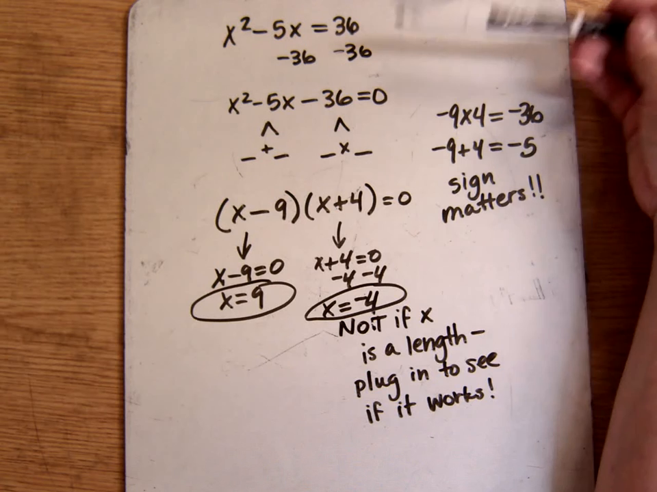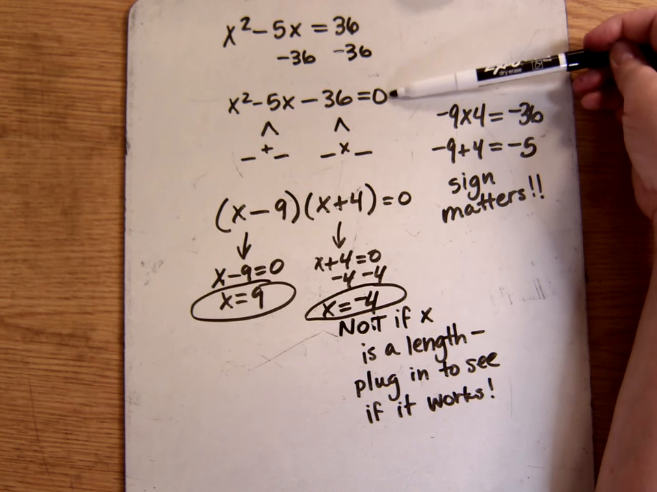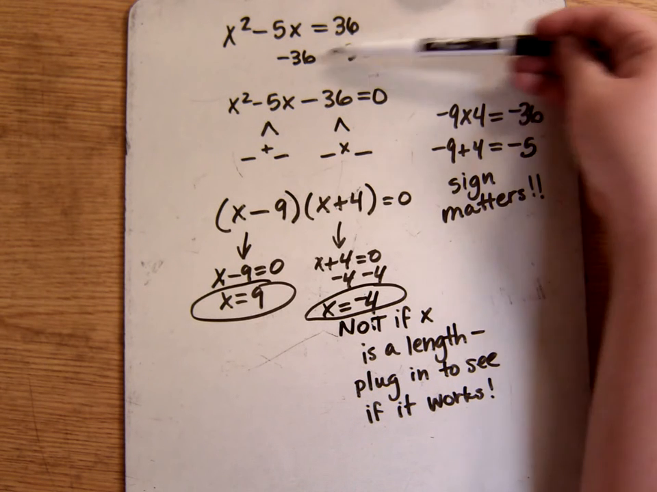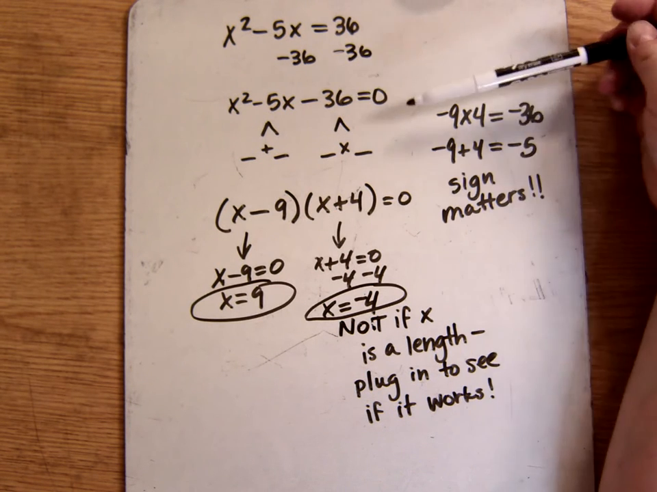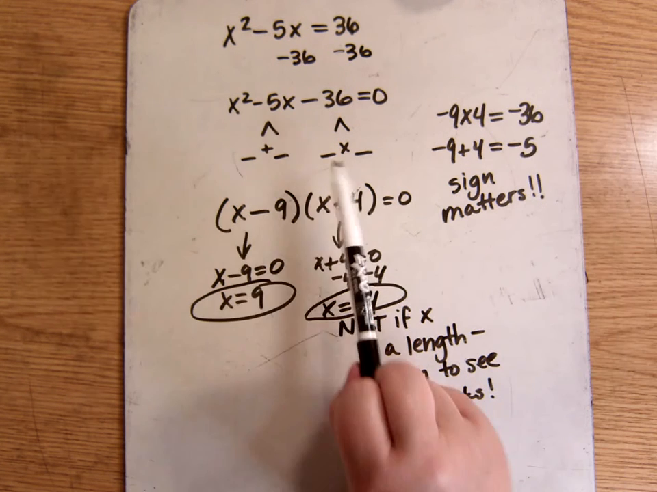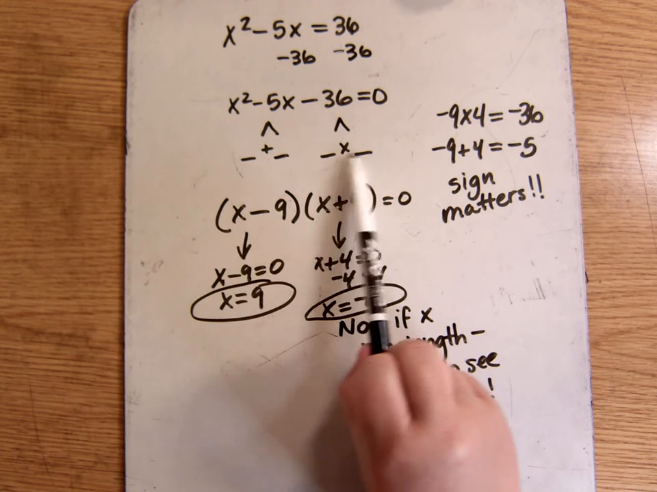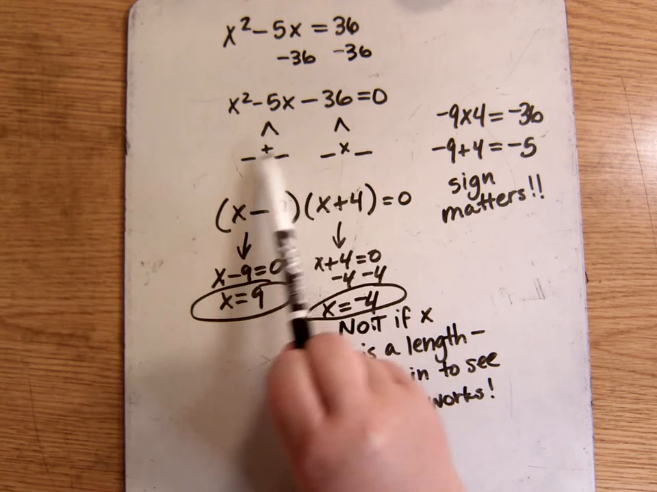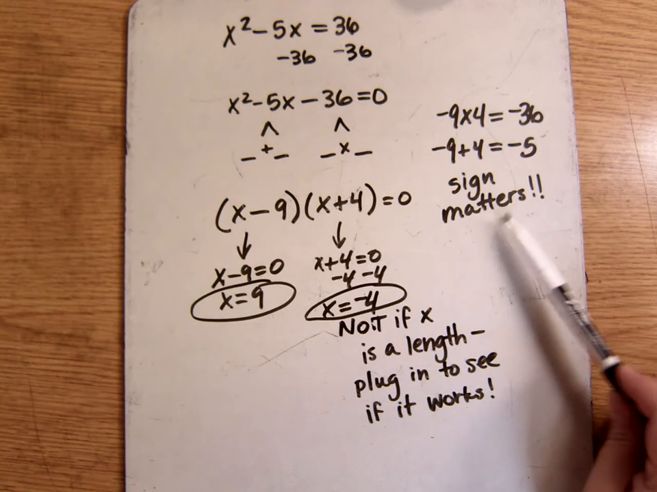Now, since it's a quadratic, I want to get everything on one side and 0 on the other side, and I do that by moving the 36, subtracting 36 from both sides. So this is what I'm trying to solve. So I need two numbers that multiply to give me negative 36 and add to give me negative 5. And the sign really, really matters.